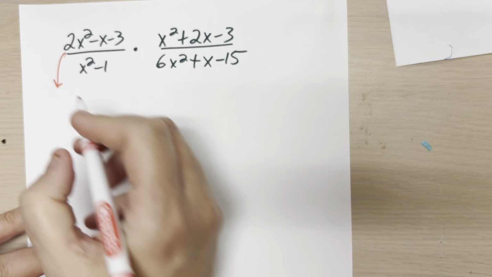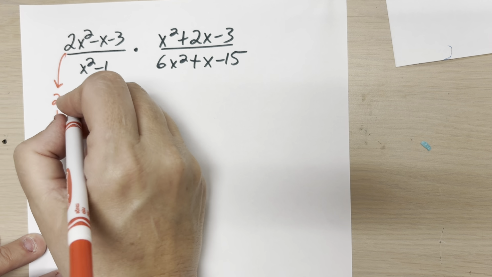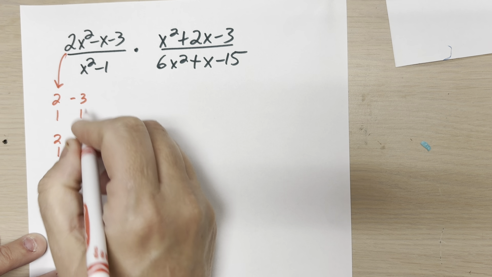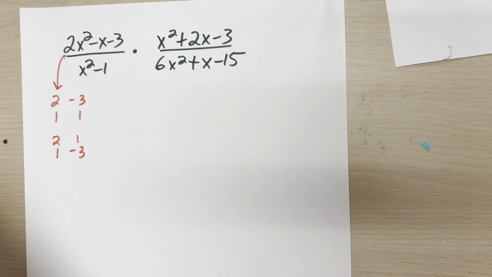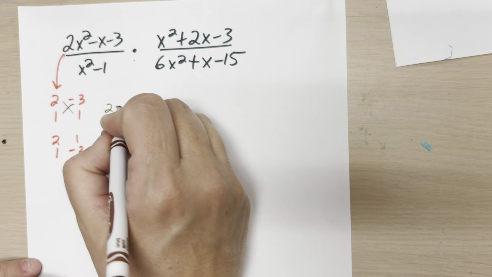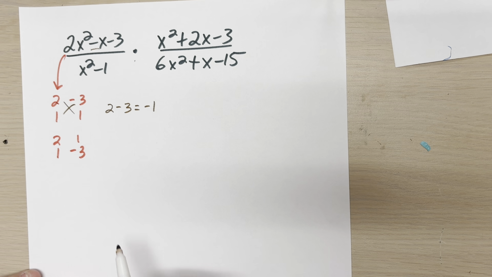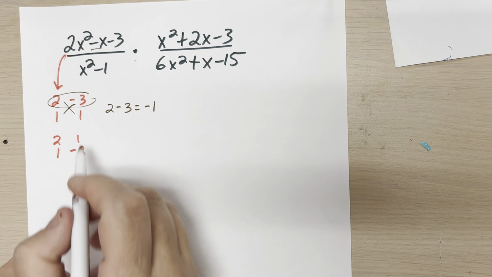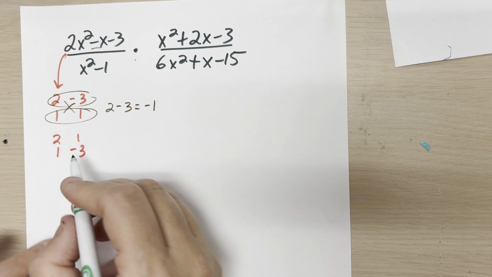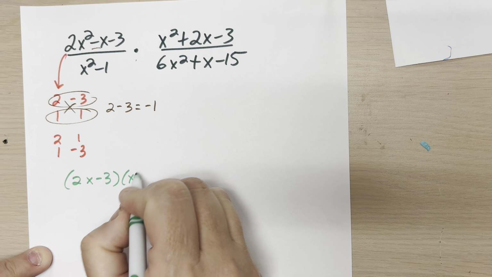So let's look at this first. Factors of 2 are 2 and 1. The factors of -3 are -3 and +1. In the second one, I'm gonna flip it. All right, cross multiply, 2 times 1 is 2, 1 times -3 is -3. That gives me -1, which is the middle term. So this will factor into 2x minus 3 and x plus 1. So I'm gonna go ahead and rewrite that down here. 2x minus 3 and x plus 1.